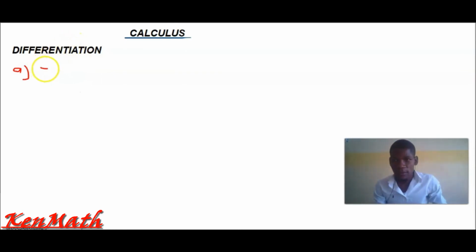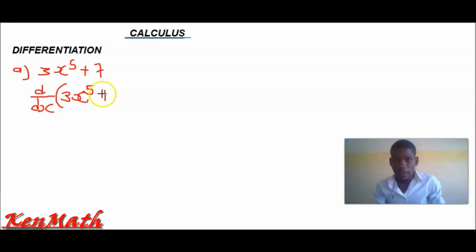So we have got 3x to the power 5 plus 7. We are differentiating this with respect to x. So the first thing we're going to do, we're going to come up with d over dx of 3x to the power 5 and then plus 7.